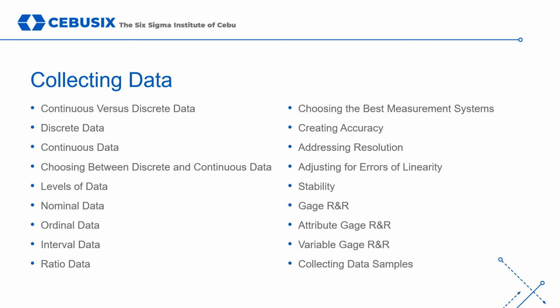Ideally, the team should have access to historical metrics for the process. In some cases, the team will have to collect that data from scratch.